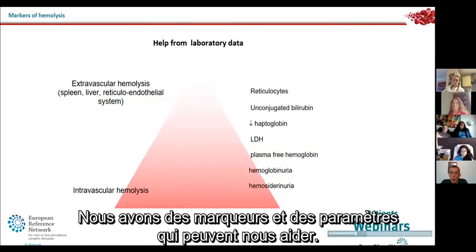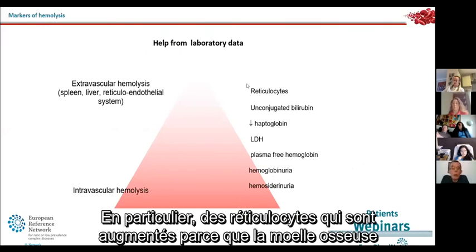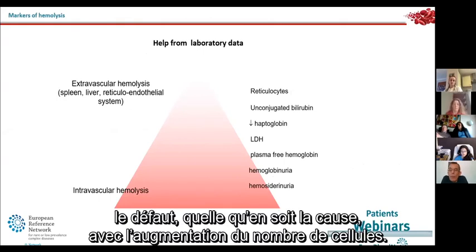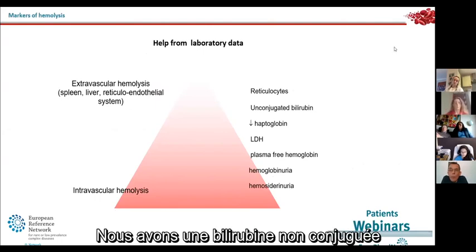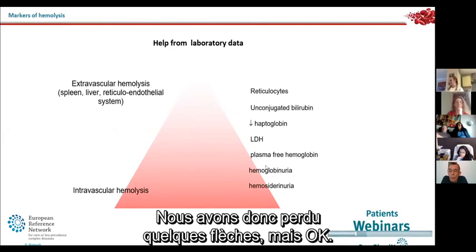We have some markers and some parameters that can help us. A group of laboratory parameters are the markers of hemolysis. In particular, we have reticulocytes that are usually increased because in hemolytic anemias the bone marrow tries to compensate the defect, whatever the cause, by increasing the number of cells. We have unconjugated bilirubin because it is a sign of hemolysis, consumed haptoglobin, and increased LDH. I'm sorry, we lost some arrows, but okay.